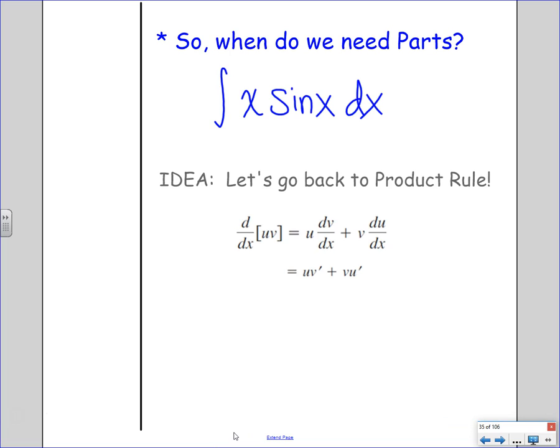Now, what if we were to throw in some integrals? So we have d dx of u v. Or maybe a better way of putting it, let's do it this way. We can say y is equal to u times v. So dy dx.